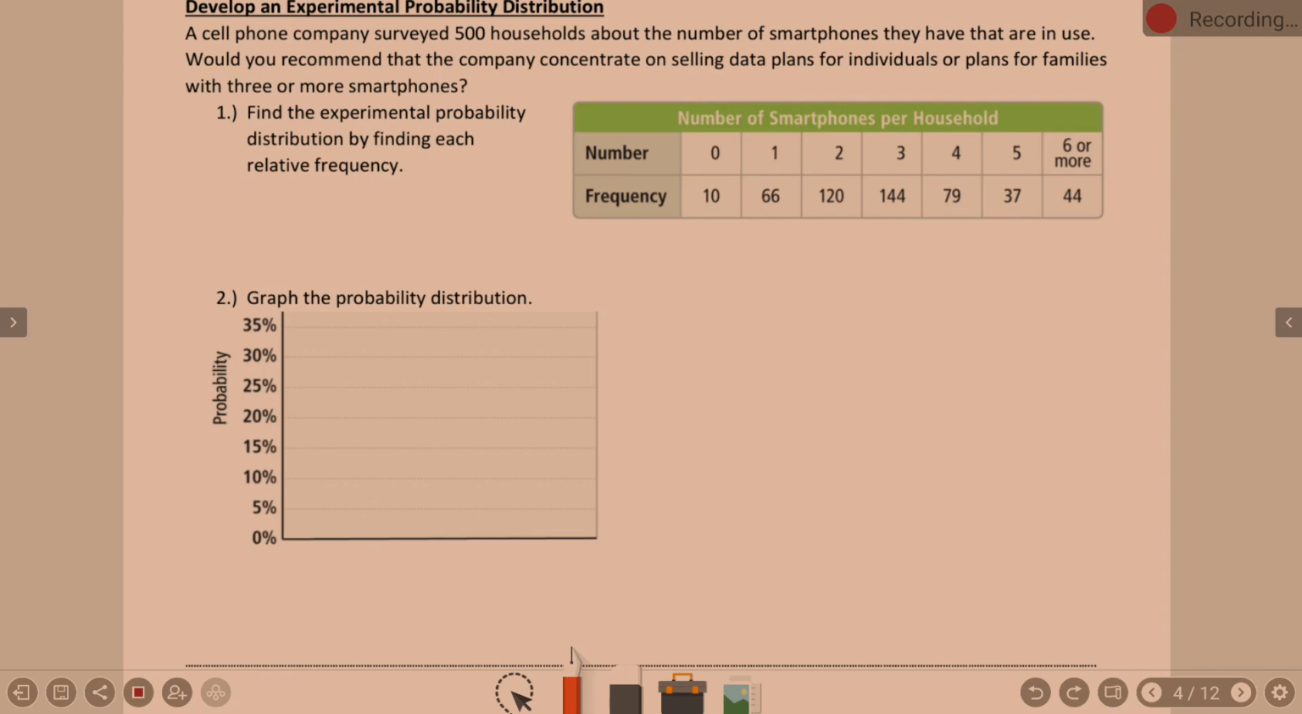Step 1 asks us to find the experimental probability. So we're looking at the probability of each one by finding each relative frequency. Look at this chart. This chart is showing the number of smartphones per household. 0 smartphones per household has a frequency of 10, which means in this survey it happened 10 times. 1 smartphone per household happened 66 times, all the way up to 6 or more smartphones per household, which happened 44 times. That's what frequency is: how many times did it happen? The relative frequency is basically finding the probability of each one.